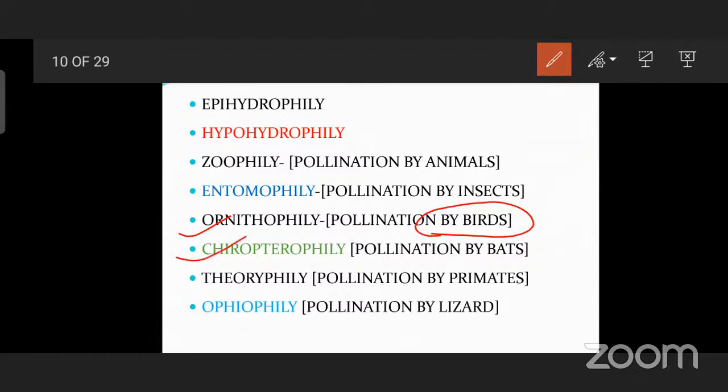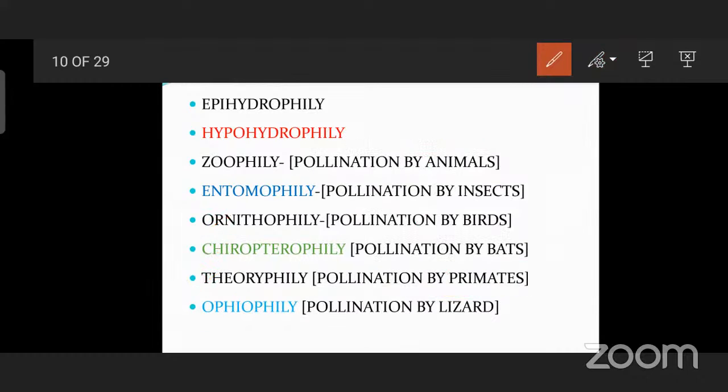And next, chiropterophily. This pollination occurs by bats. And next, pterophily. This pollination occurs by primates. And next, ophiophily. This pollination occurs by reptiles and snakes, for example geckos and garden lizards. Pollination by them also occurs in some species.